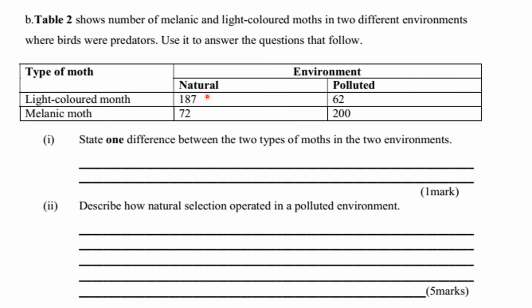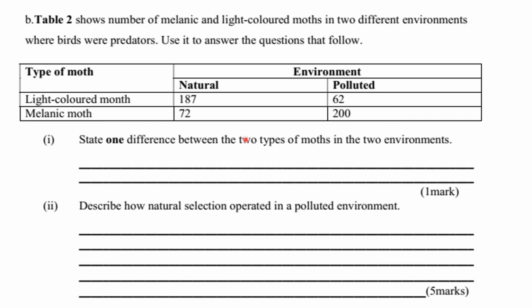So those living in the natural environment, the light-colored moths are 187, while in the polluted environment they are 62. The melanic moths are 72 in the natural environment and 2,000 in the polluted environment.